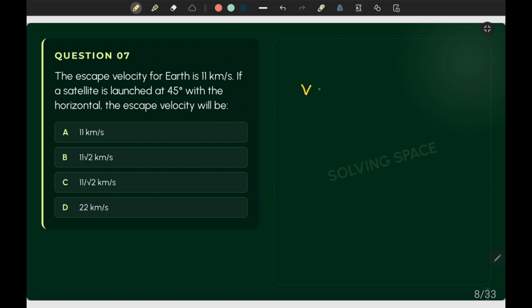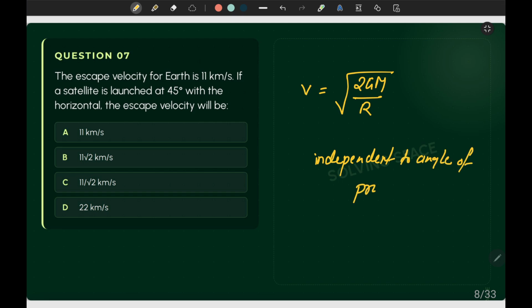Escape velocity. Escape velocity for Earth is given by the formula square root of 2GM by R. G is the universal gravitational constant, M is the mass of the Earth, R is the radius of the Earth. So you can see the formula is independent of the angle of projection. Whatever angle we project the object or satellite, the escape velocity will be the same. So the answer is 11 km per second.